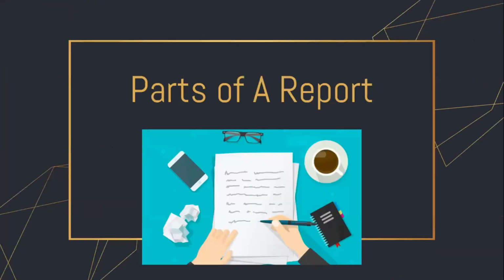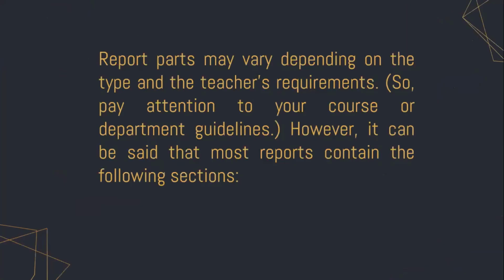So next is the parts of a report. Report parts may vary depending on the type and the teacher's requirements. So pay attention to your course or department guidelines. However, it can be said that most reports contain the following sections. So this means that the written report that you are going to produce depends on the requirements of your teacher. So there may be a specific or prescribed format given to you by your teacher, but there's a universal format that you may follow, and these are the following.